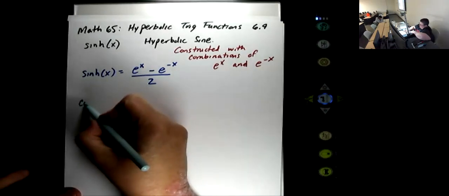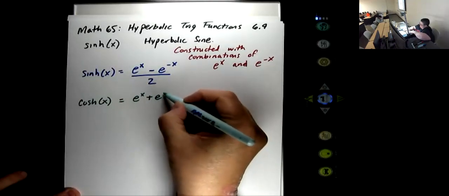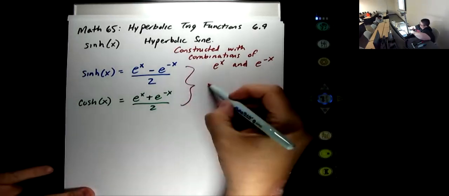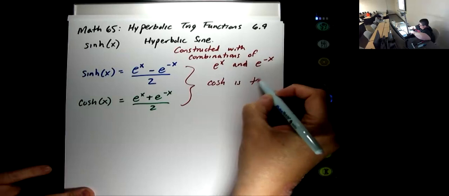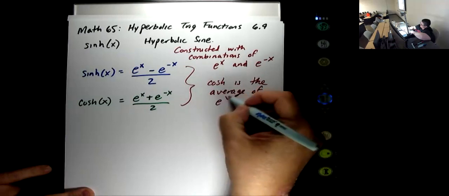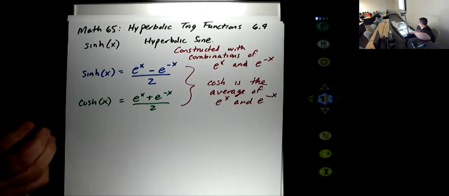Hyperbolic cosine, cosh x, is e to the x plus e to the negative x over 2. So there, it takes the average of it. Like cosh is the average. And sinh is the average of e to the x and negative e to the negative x.